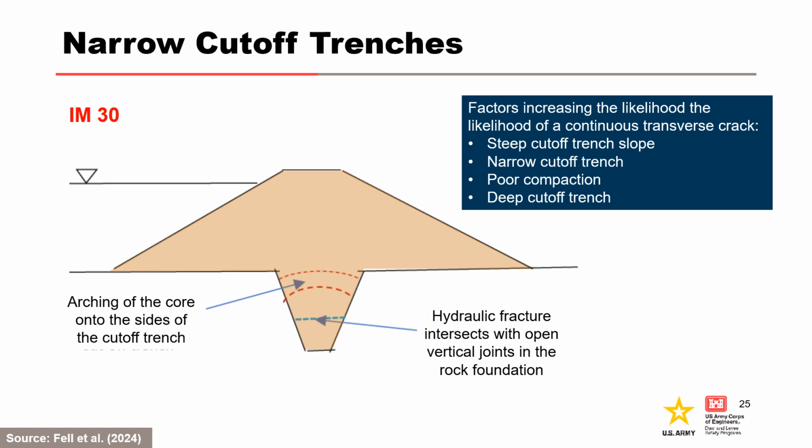For IM30, arching of the core in the cutoff reduces the total vertical stress in the soil in the cutoff trench. If this is less than the water pressure from the reservoir at that location, hydraulic fracture occurs. Arching action is more likely to occur in narrow and steep trenches, and if the soil in the cutoff trench is not well compacted or is subject to collapse settlement on saturation. Once hydraulic fracture occurs, concentrated leak erosion initiates in the opening formed. For the eroded soil to be transported downstream, the hydraulic fracture must exit into an open defect, such as a vertical joint.